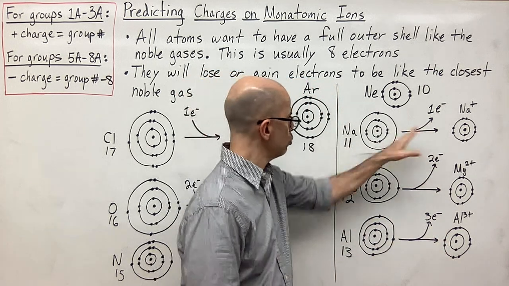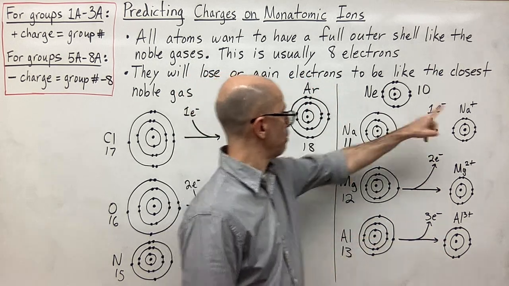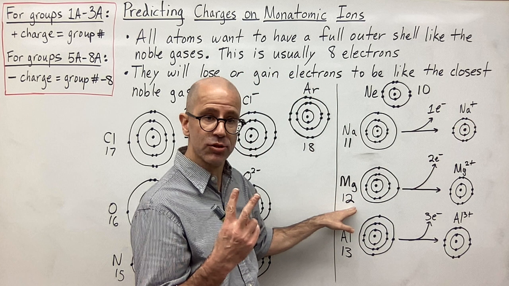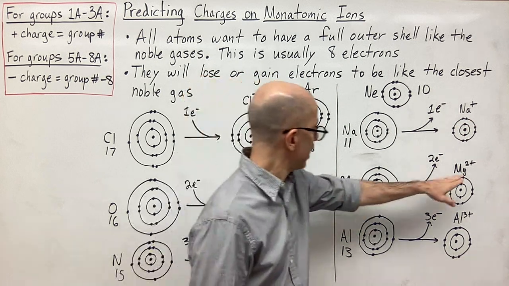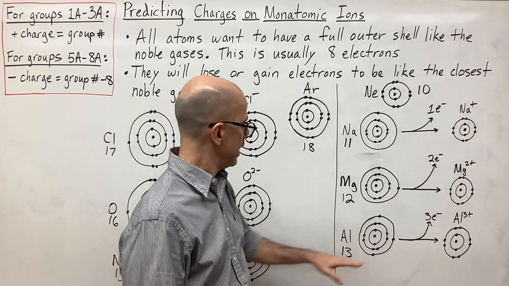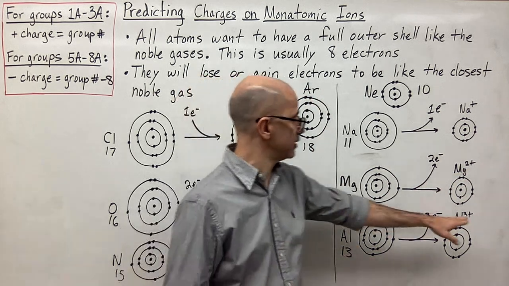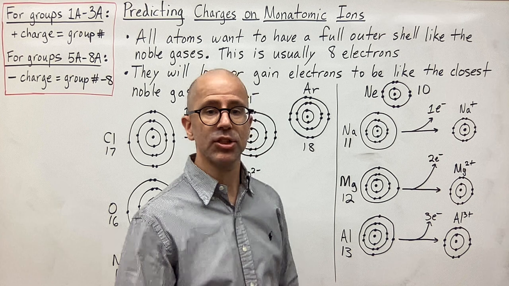So sodium loses 1 electron, gets a +1 charge. Magnesium loses 2 negative electrons. It's going to have a +2 charge. And then aluminum will lose 3 electrons. It's going to have a 3+ charge.